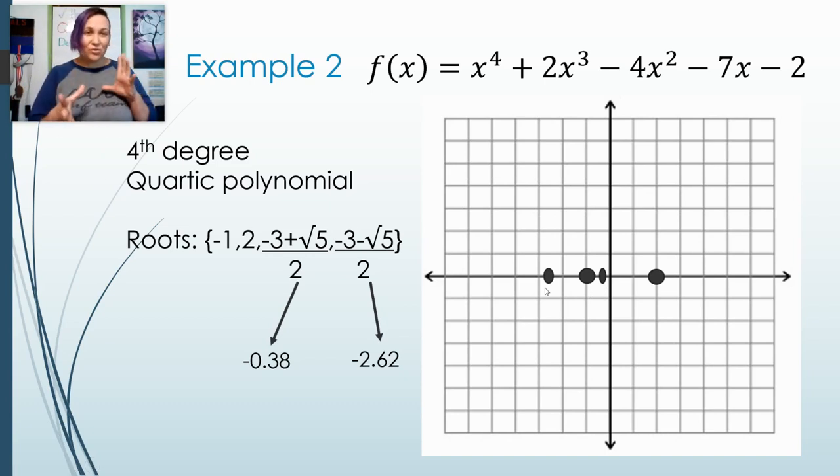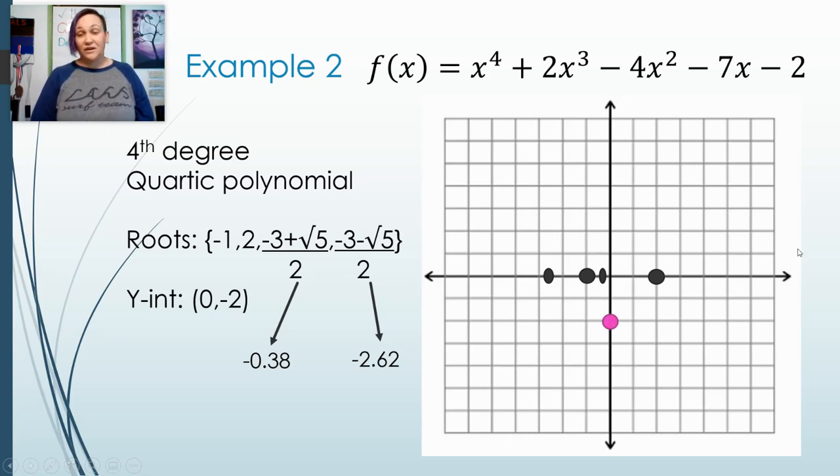One other really cool thing I want to mention really quickly is I can actually get a y-intercept as well. Just like on our parabolas, our y-intercept is our constant. So it's this negative 2 over here. So I also know that this graph is going to cross the y-axis at negative 2.